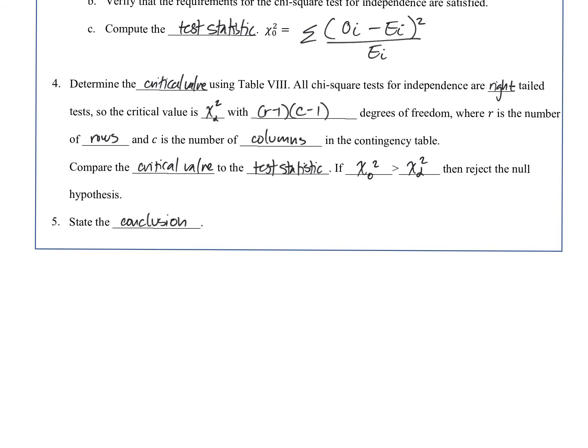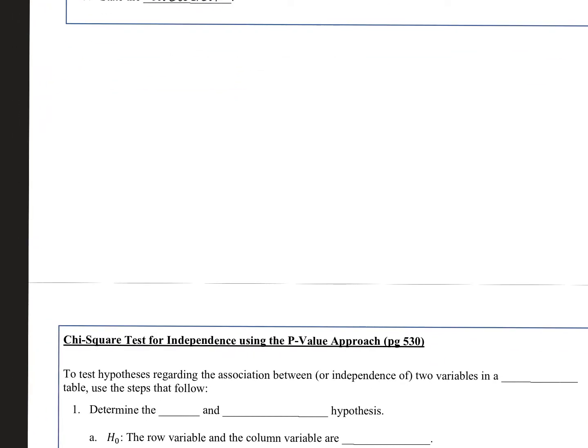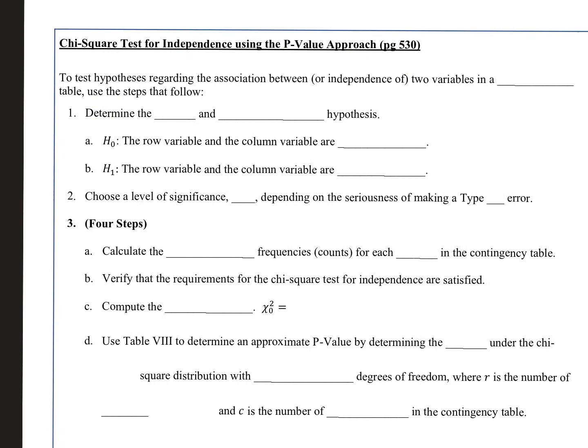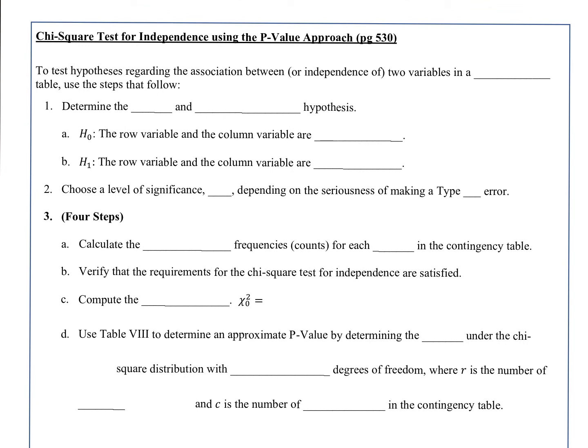Alright, so those are the steps for the classical method. Let's take a look at these steps for the p-value approach. Once again, the first 2 steps are basically exactly the same. Things start to change up in step 3. So, to test the hypothesis regarding the association between, or independence of, 2 variables in a contingency table, we're going to use the steps that follow. First, determine the null and alternative hypothesis.